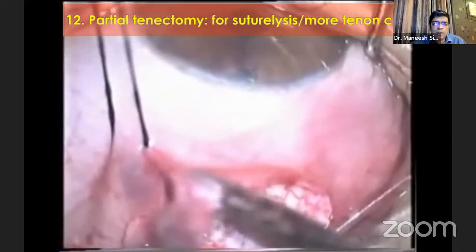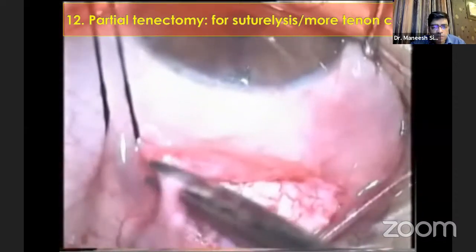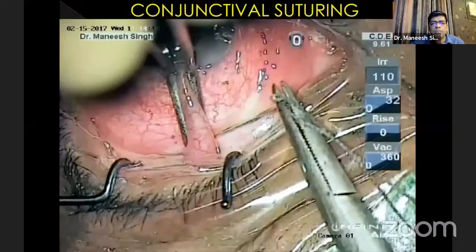Mostly we don't do partial tenonectomy nowadays because it leads to more tenon cyst formation. But in case you have a very thick tenon and you think that you may require a suture lysis later on, so when you are closing, for example, in a limbal based flap or a fornix based flap, you can put the conjunctiva over the scleral flap, and if you can see the sutures, then it's good. If you can't see the suture, maybe you can consider going for a partial tenonectomy.